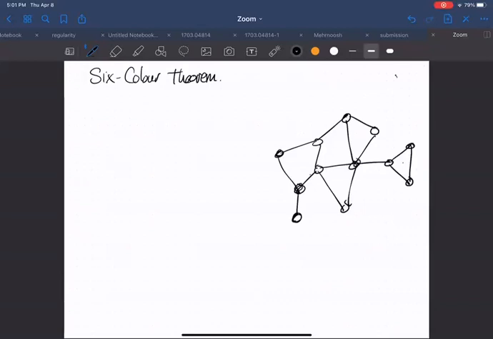Prior to that, there were many incorrect proofs given by some very good mathematicians. And to this day, there's still no proof that anybody's really happy with that doesn't need the help of a computer somewhere. So we won't prove the 4-color theorem today. We'll prove the 6-color theorem.